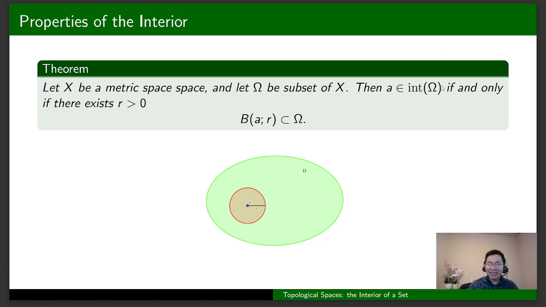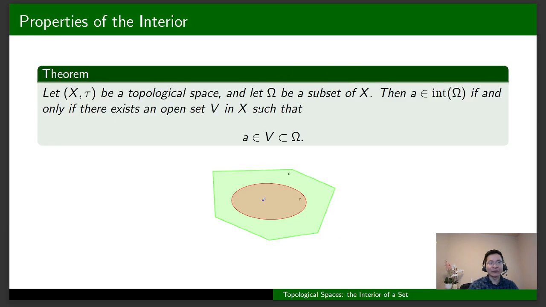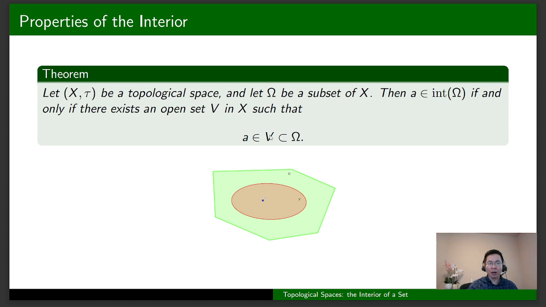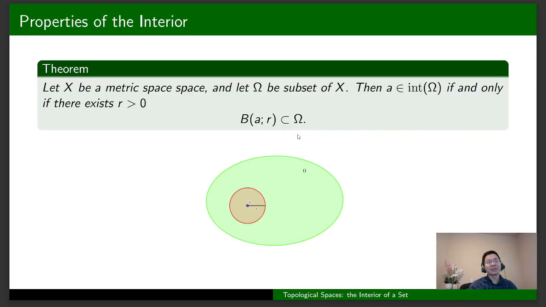If we take any A in the interior of omega, by the previous theorem, we can find an open set V with this property. And remember that in the setting of a metric space, if A belongs to an open set, there must be some radius R such that the open ball with center at A and radius R is a subset of V. Therefore, this is true because that open ball is a subset of V and V is a subset of omega.